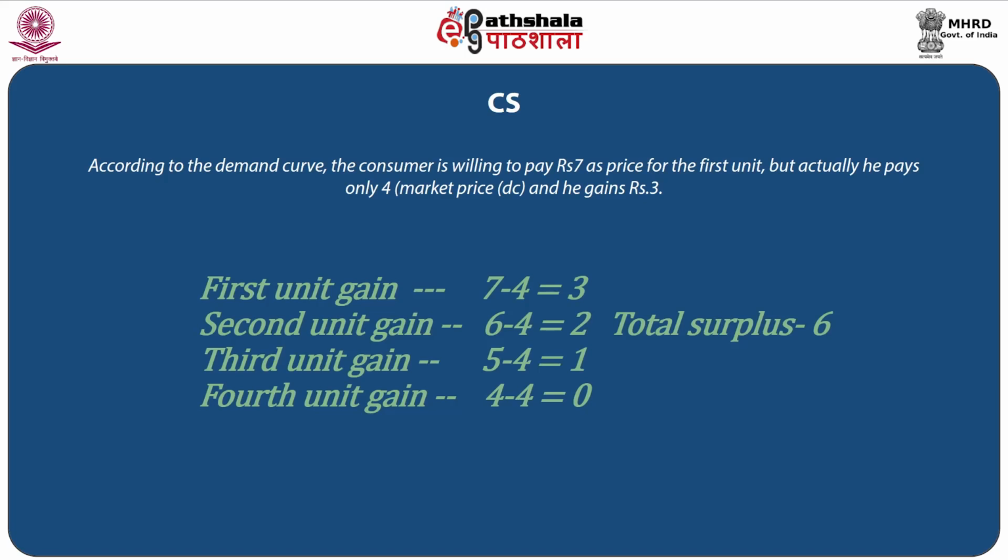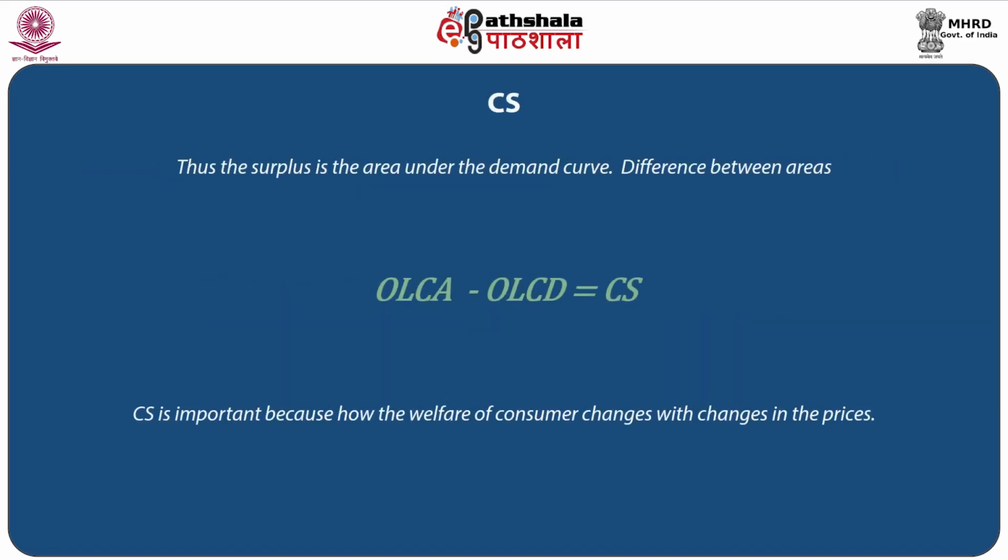So, first unit gain is 7 minus 4, 3; second unit gain is 6 minus 4, 2; third unit gain is 5 minus 4, 1; fourth unit gain is 4 minus 4, 0. Thus, if we sum up all the gains of each unit, we will find the total surplus as 6. Thus, the surplus is the area under the demand curve. The difference between the areas OLCA minus OLCD will give us the consumer surplus.